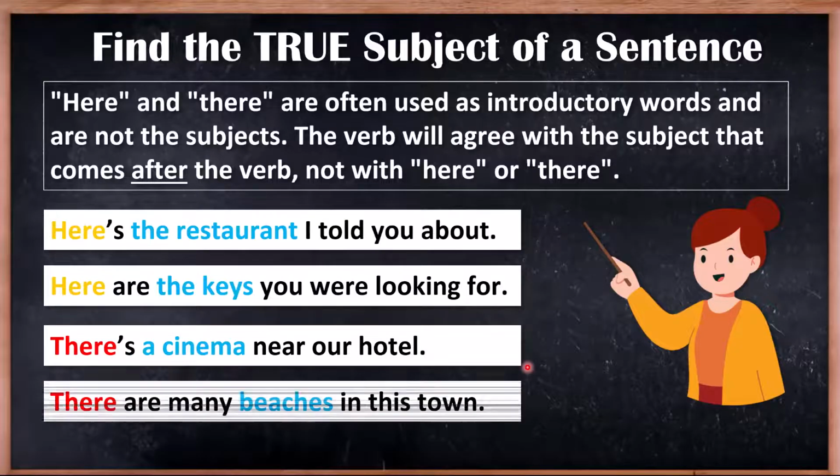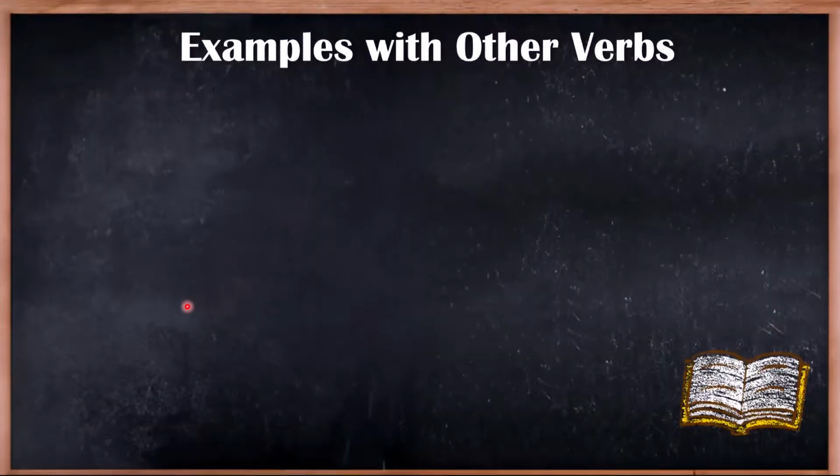There is. There are many beaches in this town. Beaches is plural, so we have to use a plural verb. So if the sentence begins with here or there, look at the noun after the verb, and that will likely be your subject. So there are also examples with other verbs other than the verb to be.